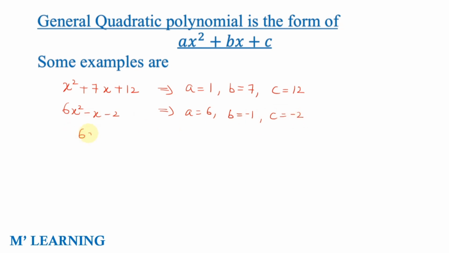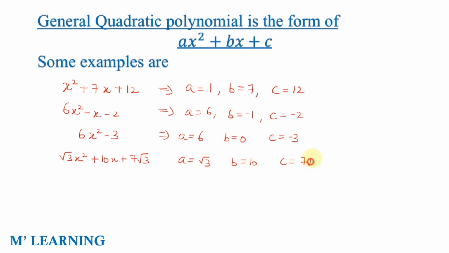Now, let's see another example, 6x square minus 3. So, this is also a quadratic polynomial in which the x term is missing. This means A here will be 6, B, since we do not have an x term here, will be 0, and C is negative 3. Now, let's see some root polynomials like root 3x square plus 10x plus 7 root 3. In this case, A is root 3, B is 10, and C is 7 root 3.